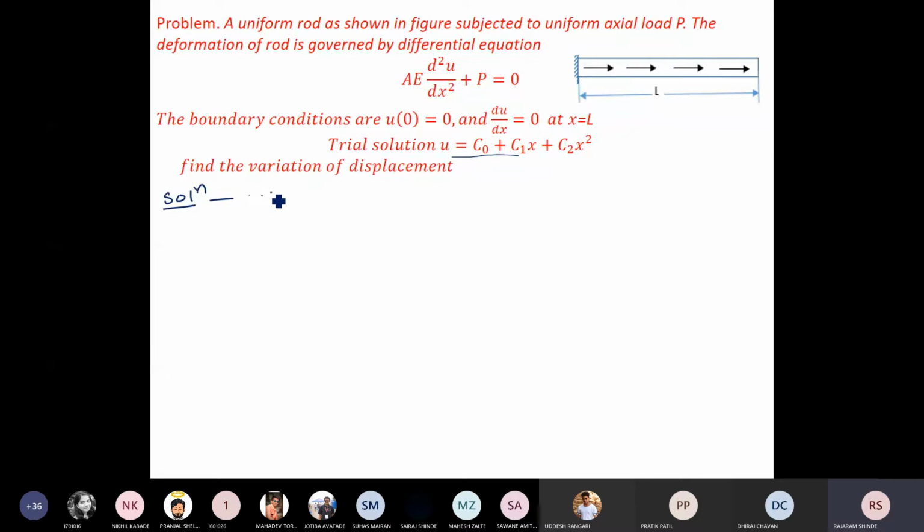I will write here: boundary conditions should be satisfied by the trial solution.